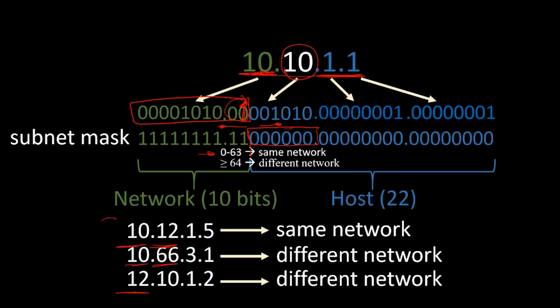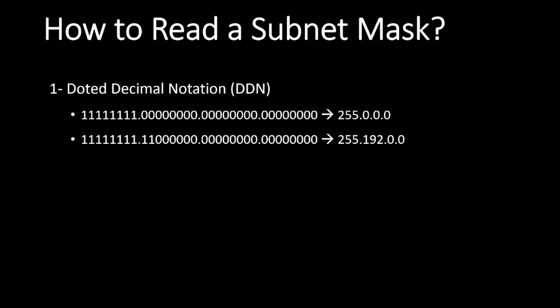If you want to understand this more, it is difficult to read a subnet mask in binary format. It is difficult to say 1111000000 for 32 bits. So similar to IP addresses, we can read them using dotted decimal notation, DDN, which means this subnet mask here can be read as 255.0.0.0, which is the same way we read IP addresses. The same thing for this subnet mask, we can read it as 255.192.0.0.